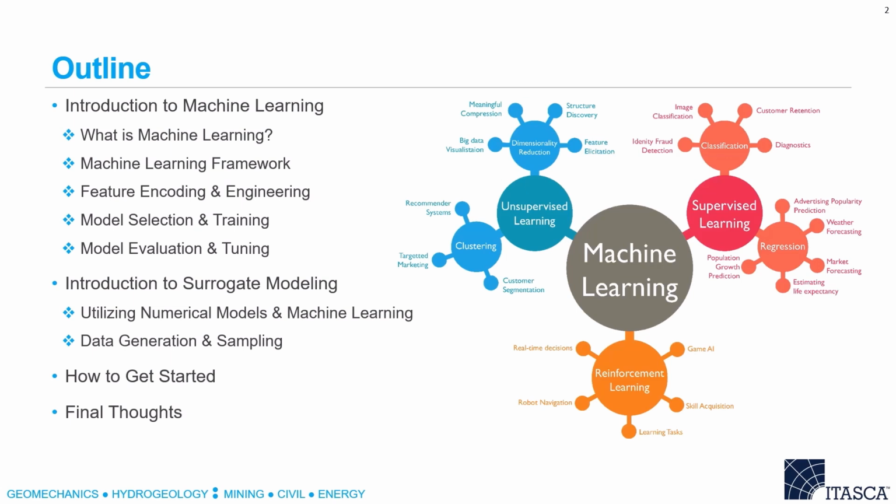The next topic will be an introduction to surrogate modeling, which is really a powerful link between the classic paradigm of numerical modeling and the new paradigm of machine learning. Data generation and sampling is an important aspect here. Then finally, I will go over how you can actually get started using these tools and end with some summarizing thoughts. At the right is a depiction of the various subfields of machine learning. Today, I will primarily be focusing on supervised learning.